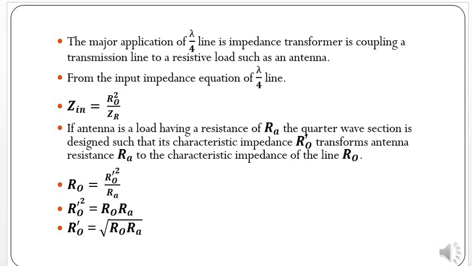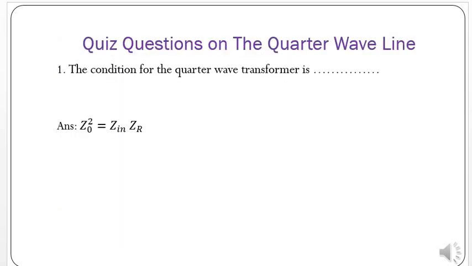So R naught is equal to R naught dash square by RA. So R naught dash square is equal to R naught into RA. So R naught dash is equal to square root of R naught into RA. One of the possible quiz questions is: the condition for a quarter wave transformer is Z naught square is equal to input impedance into the load impedance.